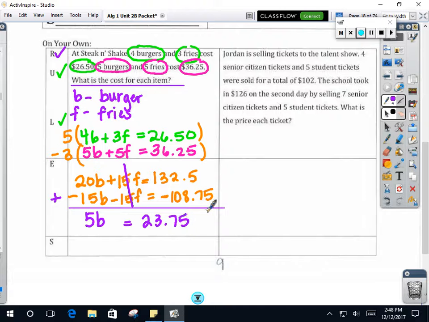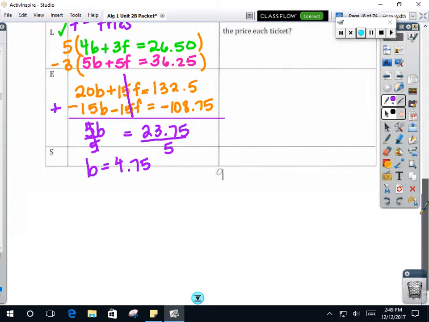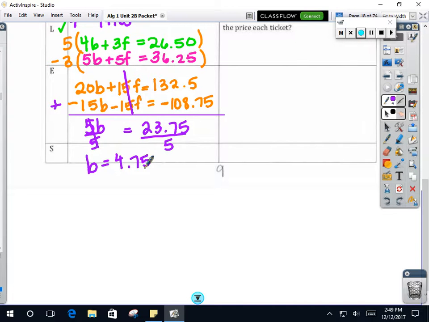Now what do we do? Divide by 5. And so each burger costs what? $4.75. Here we go. So each burger is $4.75. Now we need to find out the cost of a fry. How do we do that?